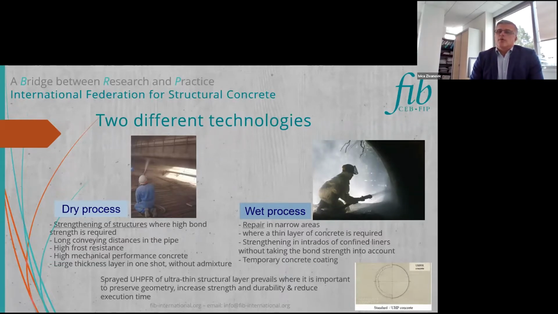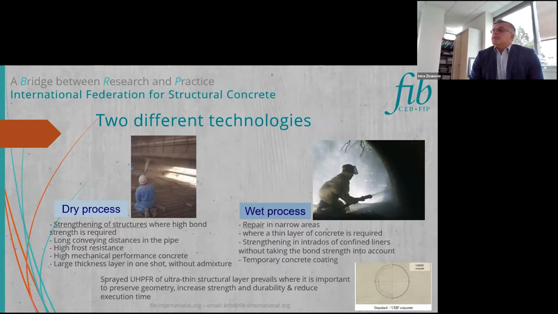So when to choose the technique or the technology? The dry process is mainly used for strengthening of the structure, where some important mechanical properties are needed, such as high bond strength, a long conveying distance in the pipe until the structure, high frost resistance, high mechanical performance concrete, and where a large or important layer thickness is needed in one shot application and without admixture.